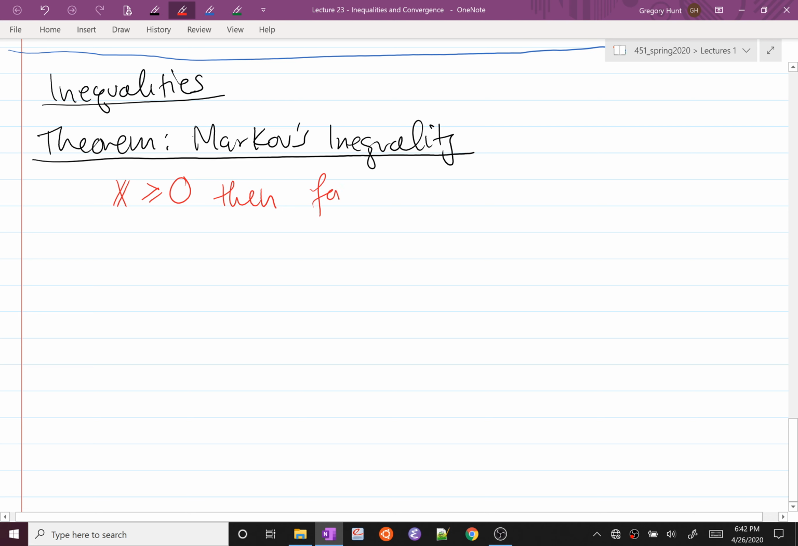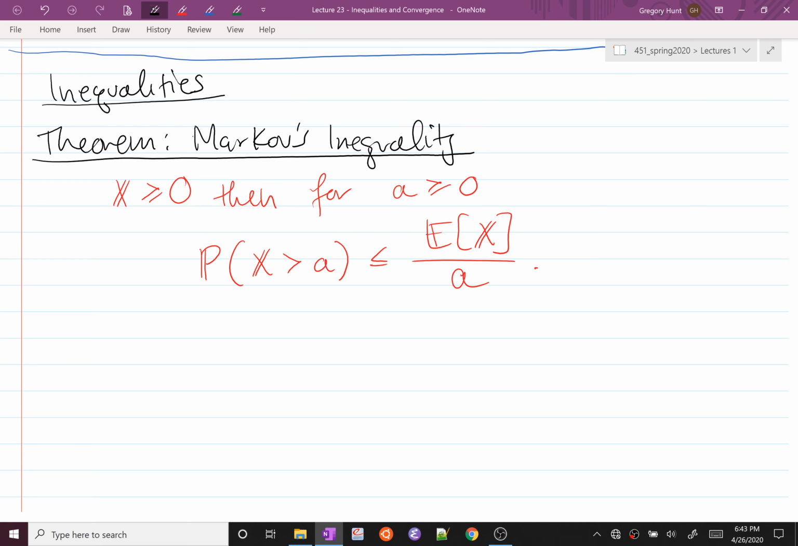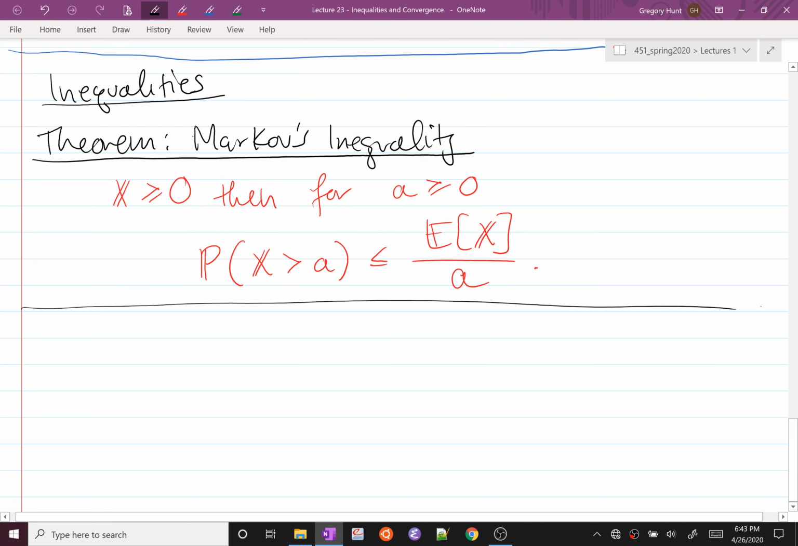Then if I choose any number a that is also positive or non-negative, it is true that the probability X is bigger than a is less than or equal to the expected value of X over a. Okay. That's the statement of the theorem. And this is a really remarkable theorem because this is true for any positive random variable. We can relate the tail probability of being bigger than some value a to its expectation.